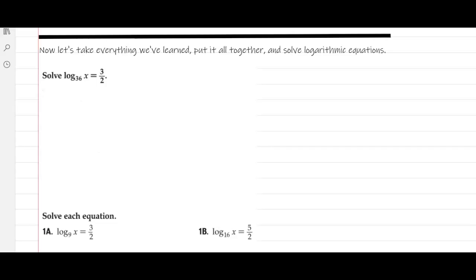So let's continue practicing solving logarithmic equations. Remember, solve just means to get the variable by itself. Here's our variable. It is not by itself because of log base 36, but something you need to think about. When you have log base 36 of x, they make up an entire unit.